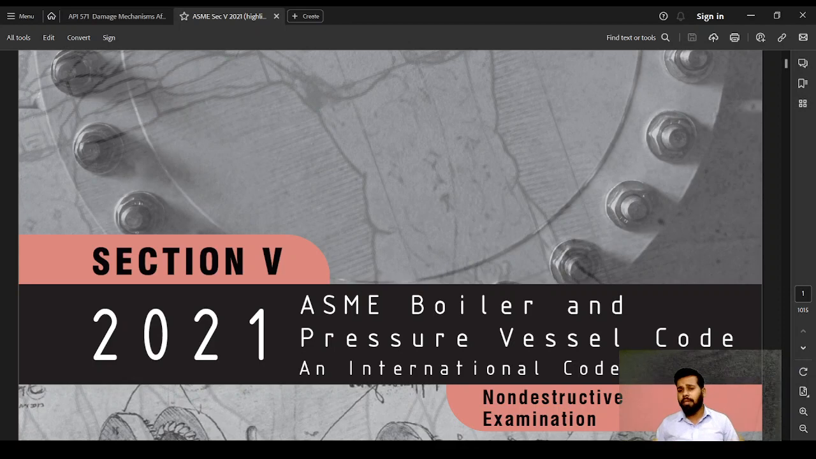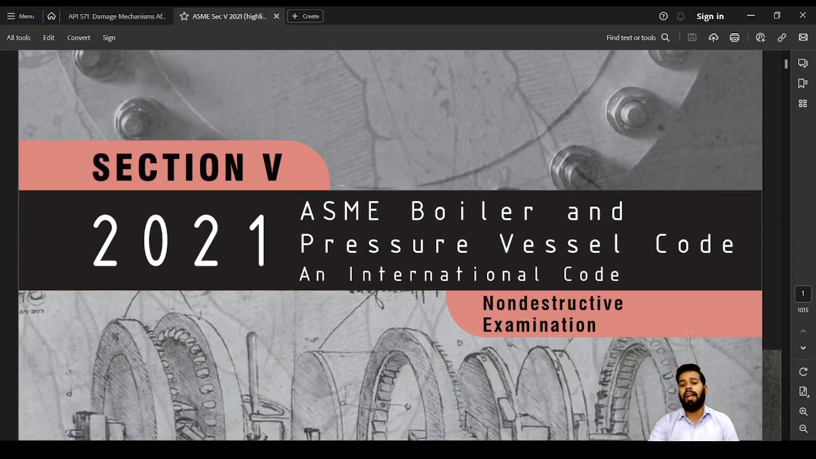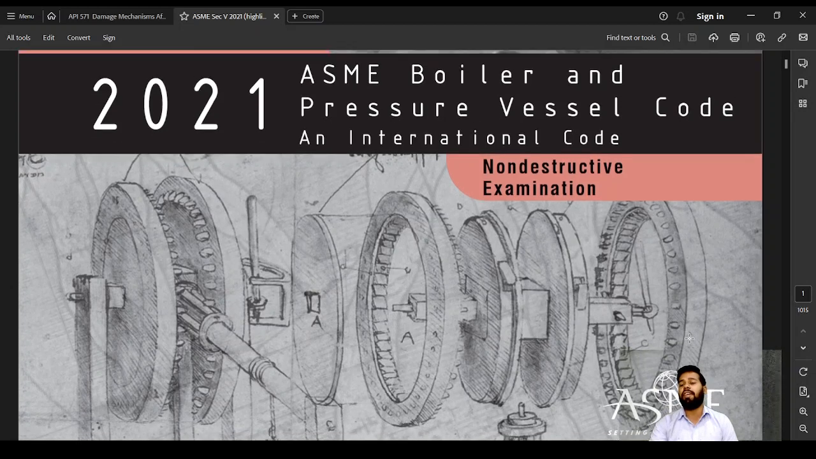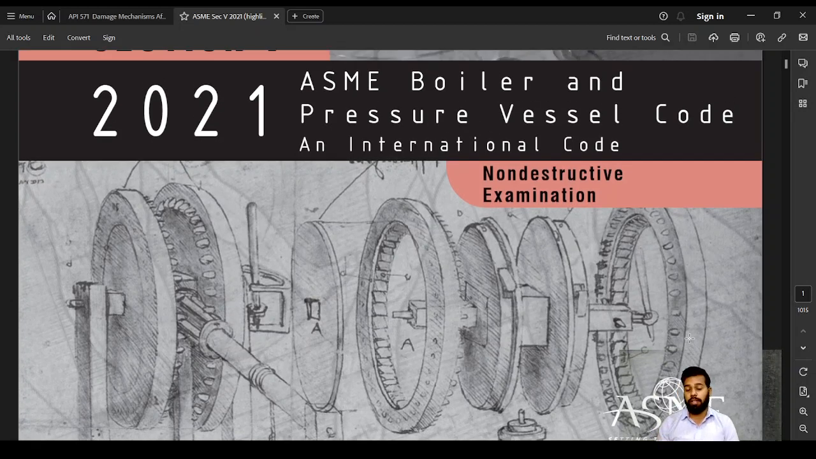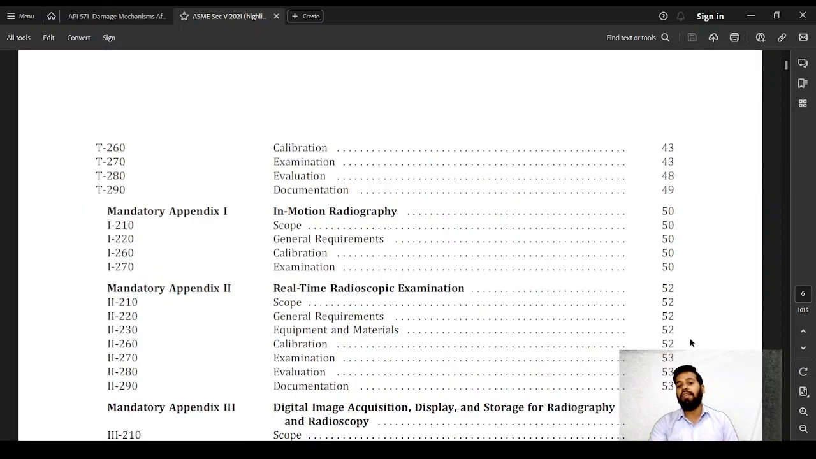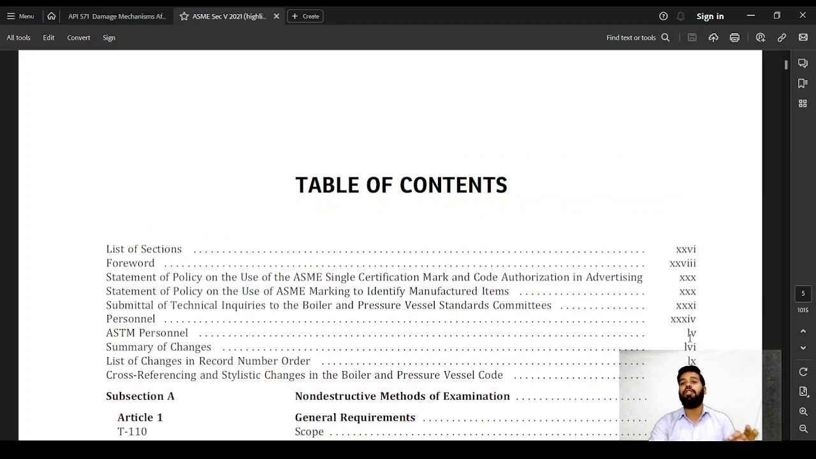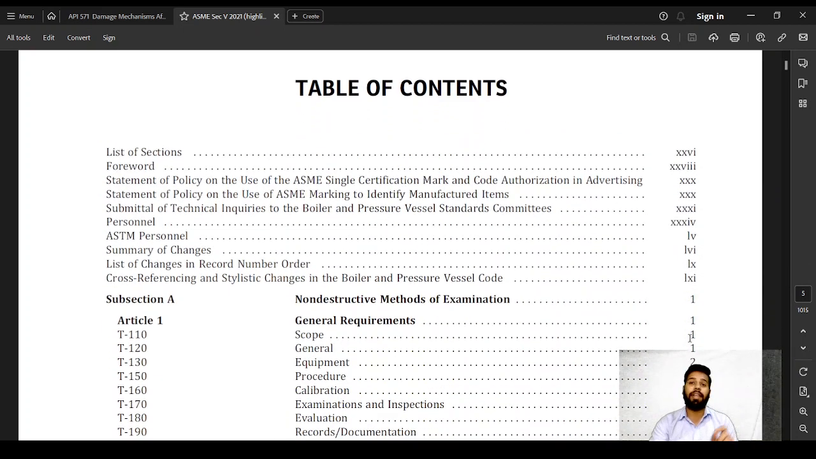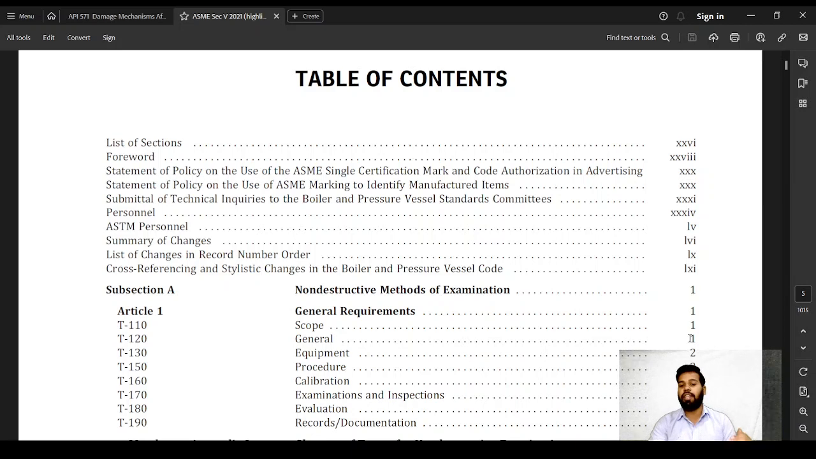Okay, now let's see how ASME Section 5 is structured. First of all, we'll have to understand that ASME Section 5 is divided into two subsections: Subsection A and Subsection B. Subsection A will give you the general requirements of non-destructive examination for various methods. So different kinds of non-destructive examination are laid down, and some requirements and appendices are also laid down.